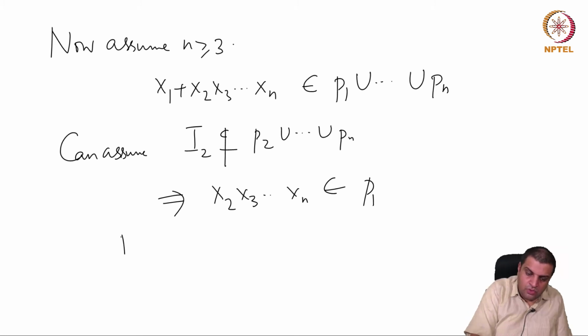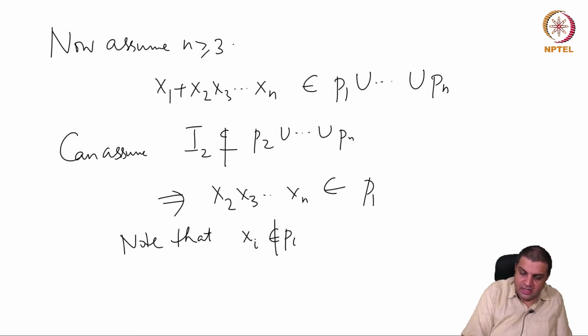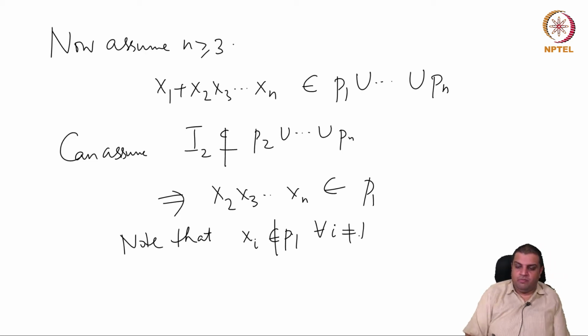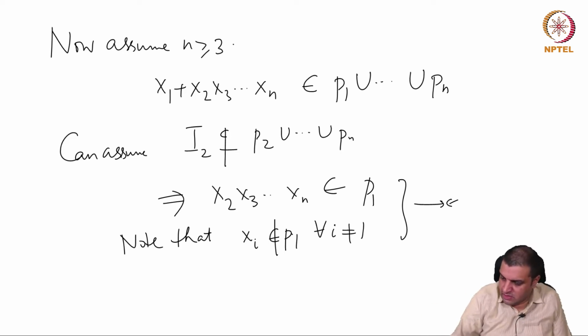Okay, so note that xi is not inside P1 for all i different from 1. So this is a contradiction. So that's the proof of this prime avoidance lemma.